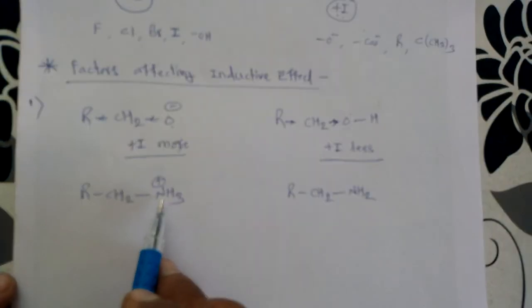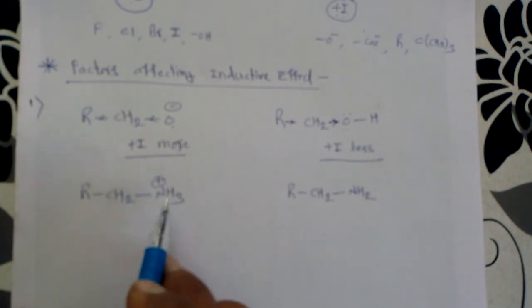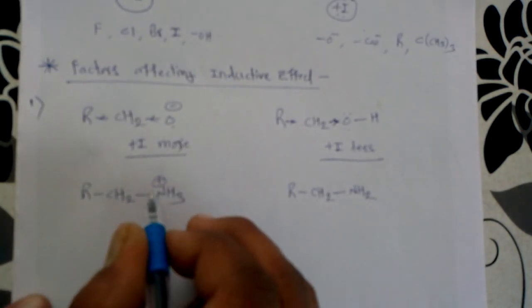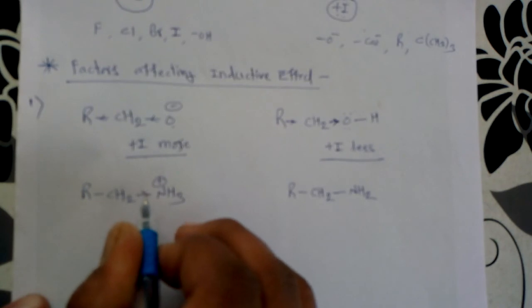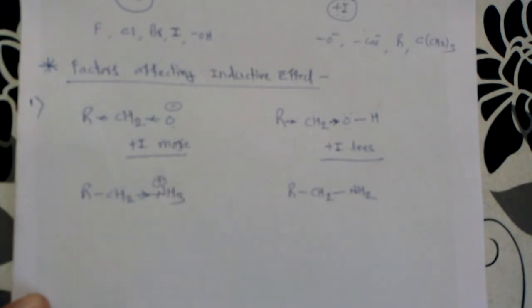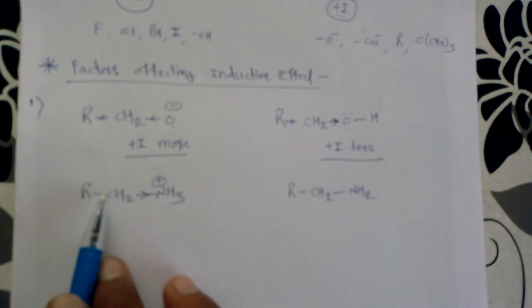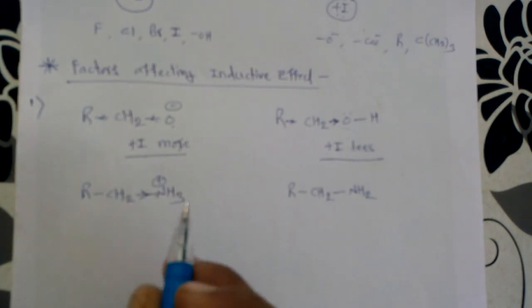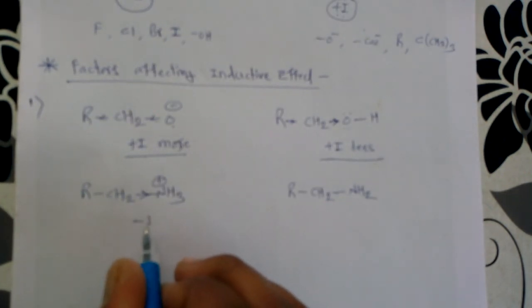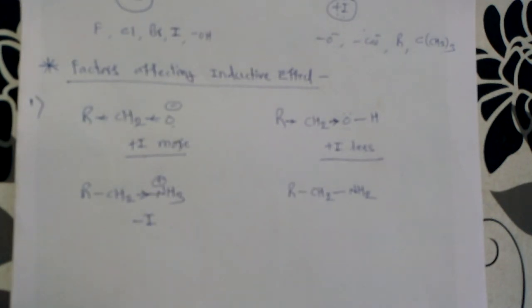The positive charge is there on this nitrogen atom, due to which it becomes electron deficient, and that's why it accepts electron density towards itself. And we know that if such electron density gets shifted towards the heteroatom, then this electron density gets decreased around this carbon atom, and that's why this effect is called the minus I inductive effect. This is a minus I inductive effect.